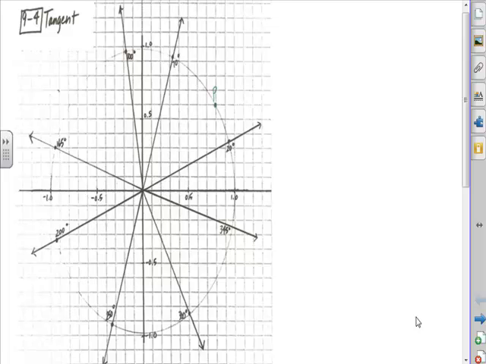Greetings. Here we are at section 9.4 on tangent. Yesterday sine cosine, today tangent. I'm using the same template, so hopefully you have this handy. And a straight edge would be nice also.